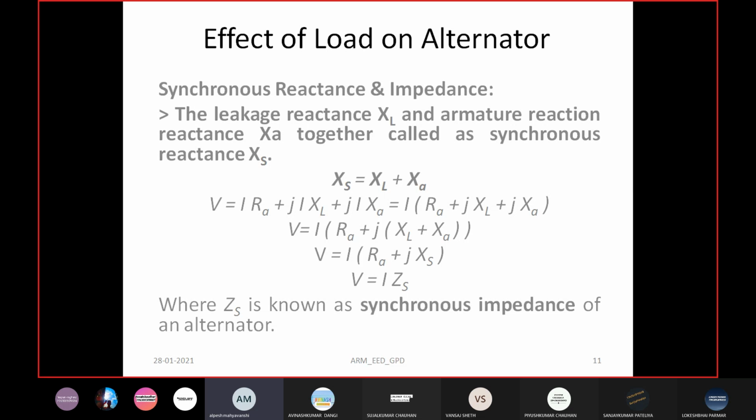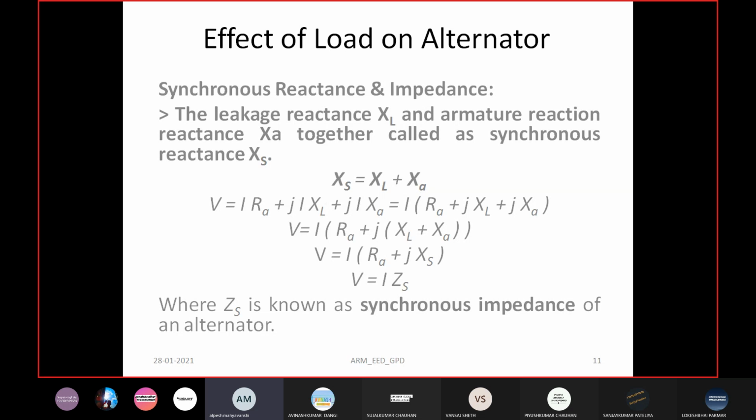Now next is the synchronous reactance and impedance. The leakage reactance Xl and the armature reaction reactance Xa together are called the synchronous reactance. If we combine these two, it is known as the synchronous reactance Xs. So the synchronous reactance Xs is equal to Xl plus Xa. The mathematical formula is Xs = Xl + Xa.